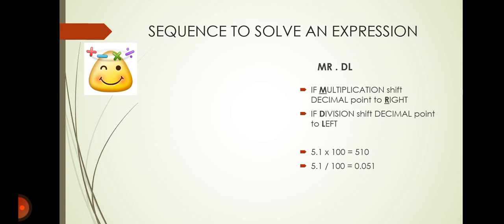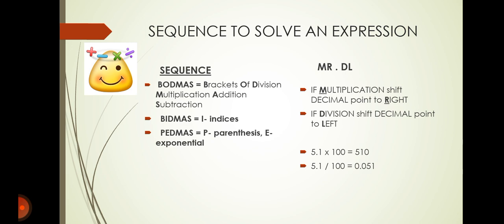Let's see an example, 5.1 times 100. So we know that the operation is multiplication. So we shift the decimal point to the right and we get 510. In the next sum, we have 5.1 divided by 100, wherein the operation is division. So we will shift the decimal point to the left. So we get an answer of 0.051. And we don't go for the entire solving of the sum, but we just remember the one line, that is Mr. DL. Similarly, for solving the expression, we have certain tips.